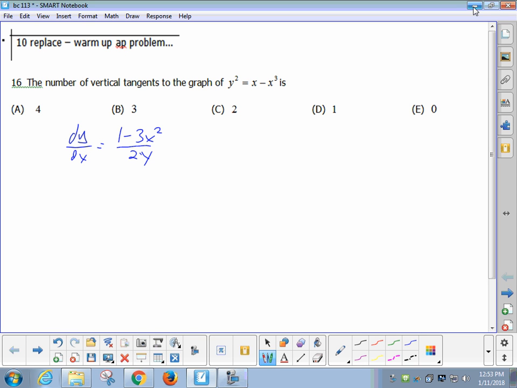Now, vertical, is that where the denominator is 0 or the numerator is 0? Why? It's undefined. Okay, think of it as rise but no run is what makes a vertical tangent, whereas a horizontal tangent is run but no rise. So we need a 0 in the denominator. That's at y equals 0.